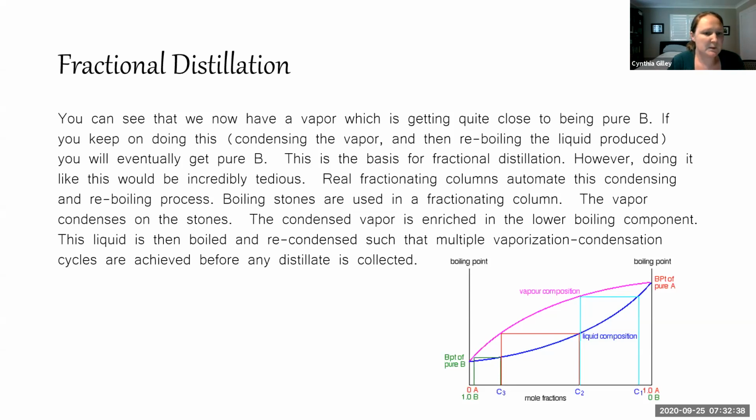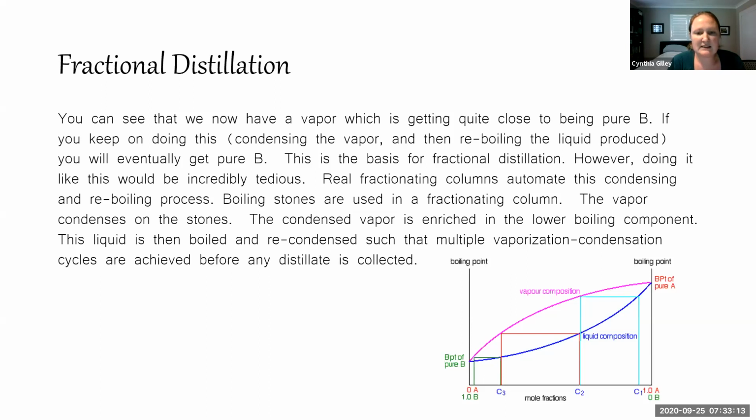However, doing it like this would be incredibly tedious, right? Real fractionating columns automate this condensing and reboiling process. Boiling stones are used in a fractionating column. Basically, we're talking about those glass beads that are in the fractionating column. The vapor condenses on the stones. The condensed vapor is enriched in the lower boiling component. The liquid is then boiled and recondensed such that multiple vaporization condensation cycles are achieved before any distillate is collected.